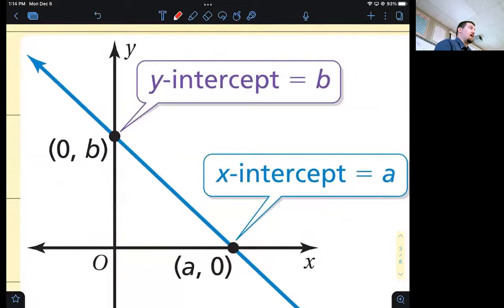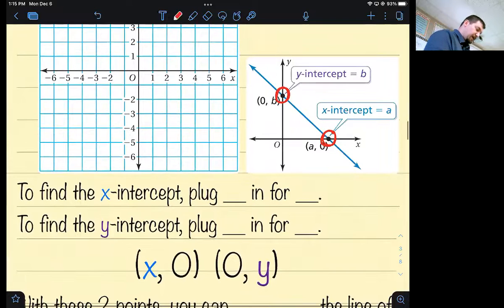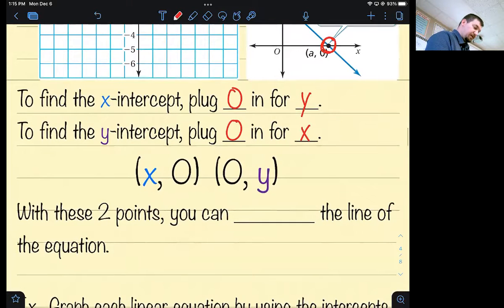Remember, we only need 2 points to graph a line. Today, instead of finding the y-intercept and then using the slope to find another point, we're going to use the y-intercept and the x-intercept to graph our line, because those are 2 points that we'll just connect to make a line. To find the x-intercept, plug in 0 for y. To find the y-intercept, plug in 0 for x. With these 2 points, you can graph the line of the equation. So we're going to find out what x is, what y is, and graph those 2 points.